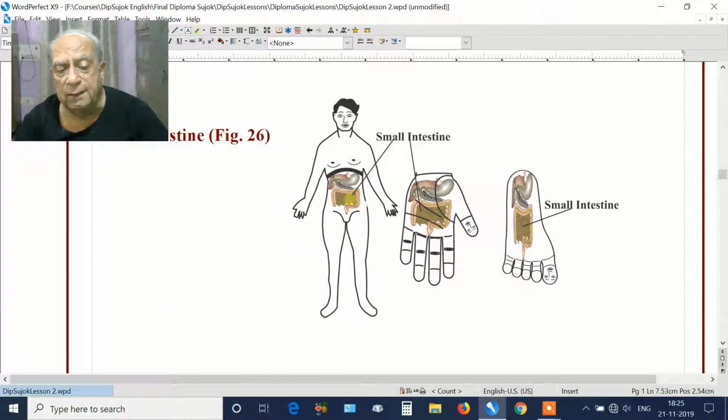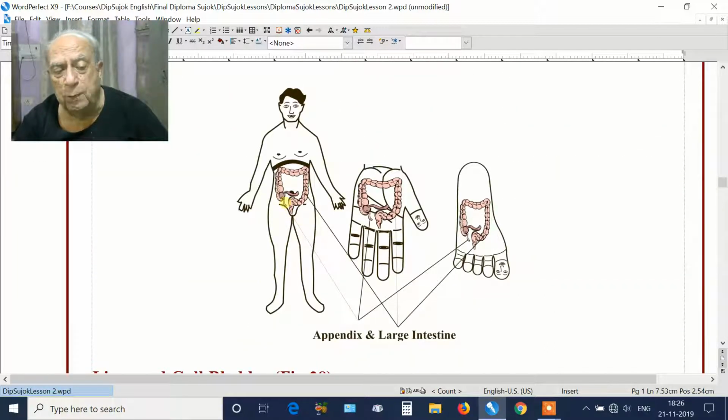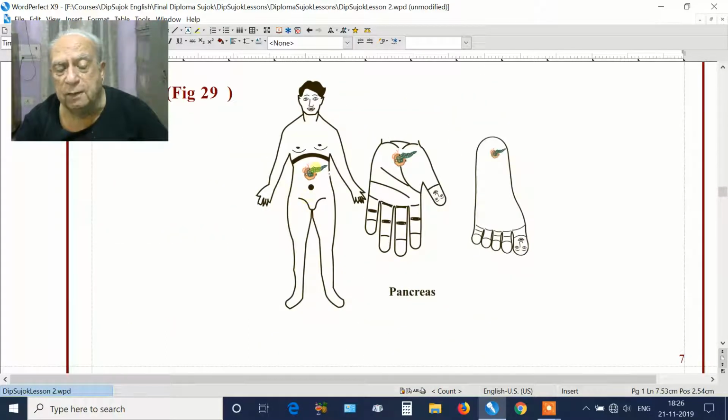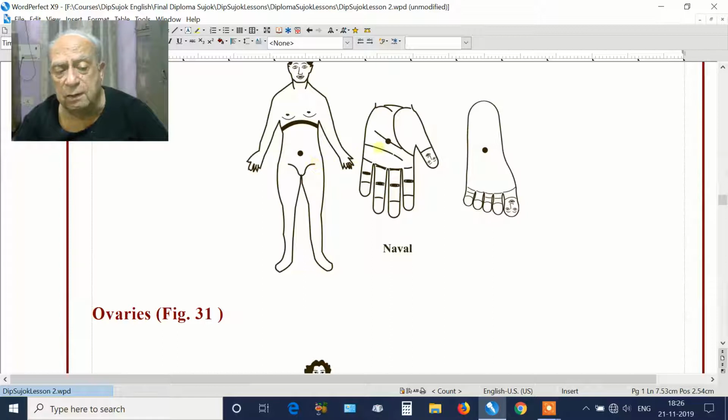Then small intestine. This is the small intestine. So this is the lower portion. This is also a diaphragm line. So this is small intestine. Then this is appendix and large intestine. Appendix and large intestine. This is liver and gallbladder. Just touching the diaphragm, liver and gallbladder on the right side. Pancreas slightly on the left. Pancreas, this is the point. Navel right in the center.